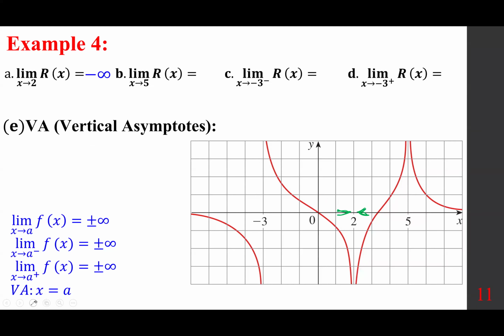For 5, from the right or left makes no difference. Here's the left, here's the right. So from the left or from the right, both of them go to positive infinity.